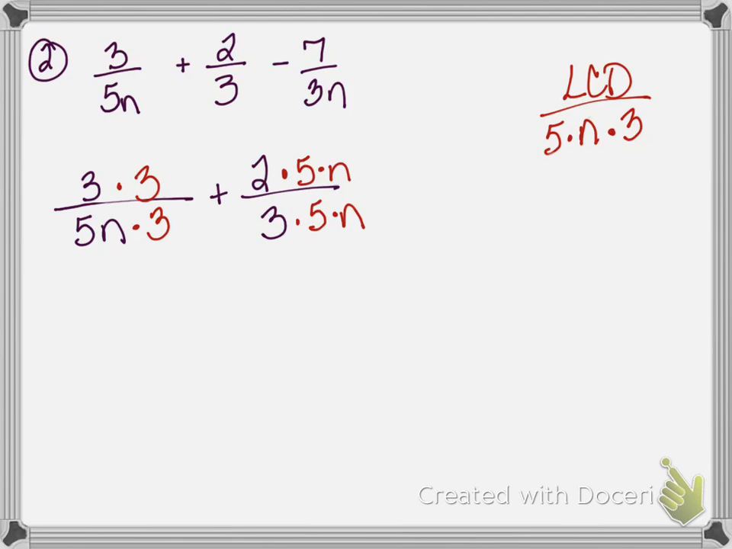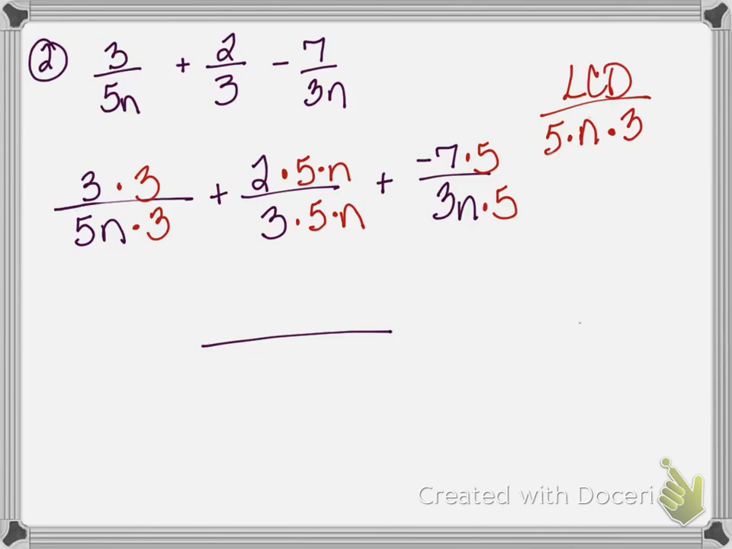Now for this one, don't forget this negative. So I like to move that negative to my numerator so that I don't forget about it. So minus 7 over 3n becomes plus negative 7 over 3n. Okay, I'm going to look at what's missing, and what's missing in this one is a 5, so I'm going to multiply both times 5. Okay, so my denominator is 5 times n times 3.